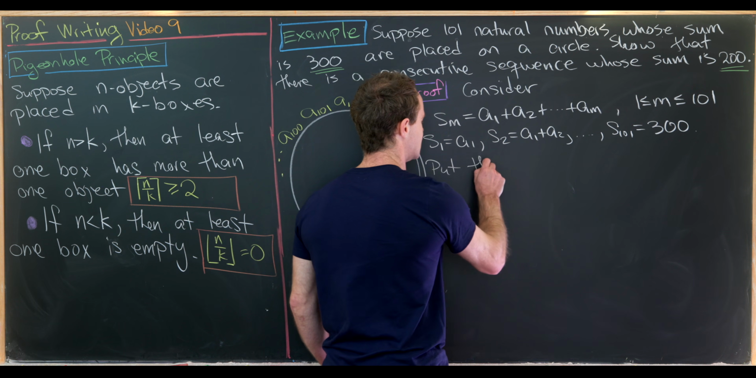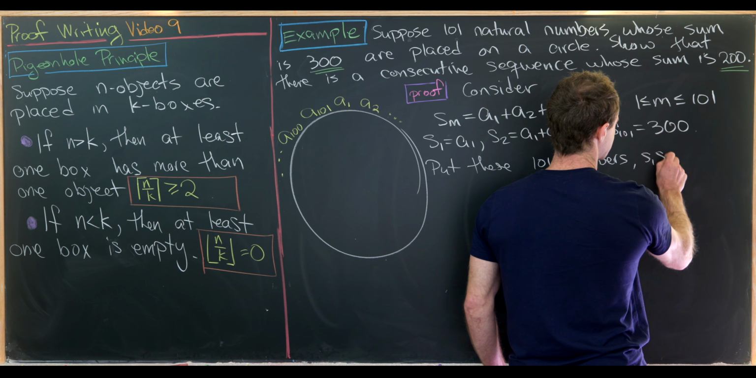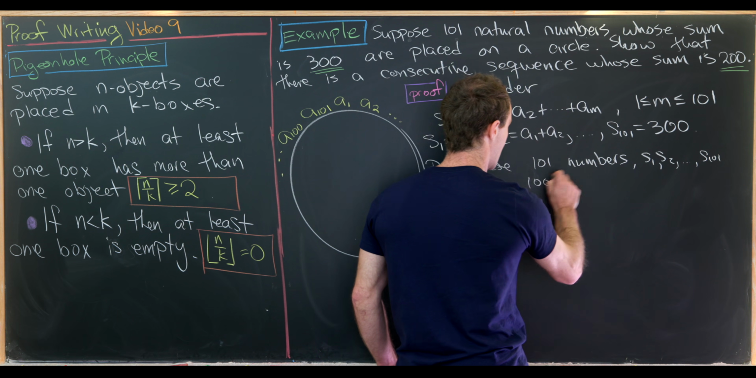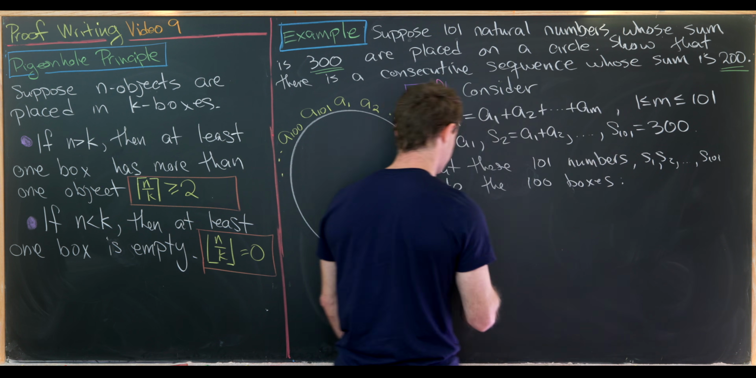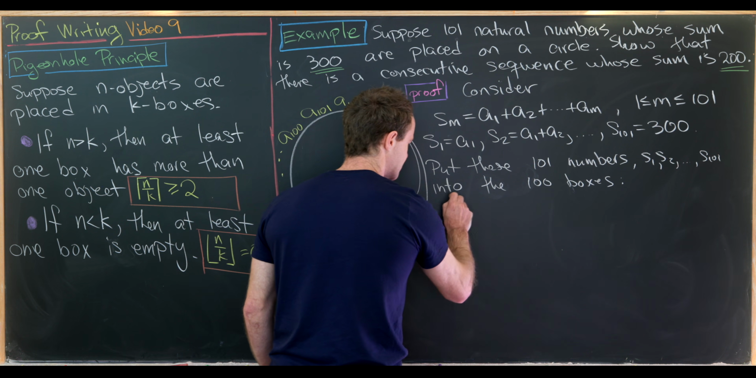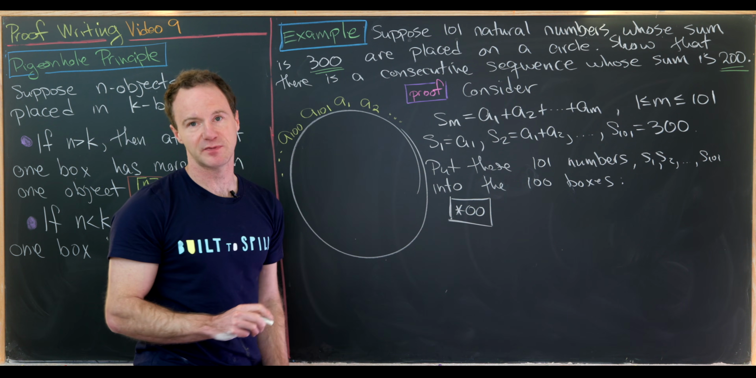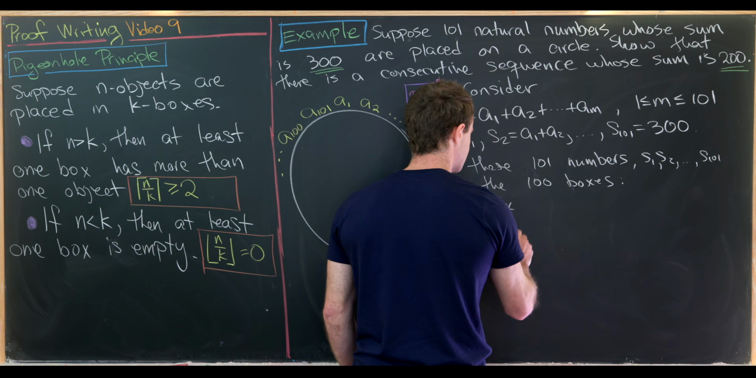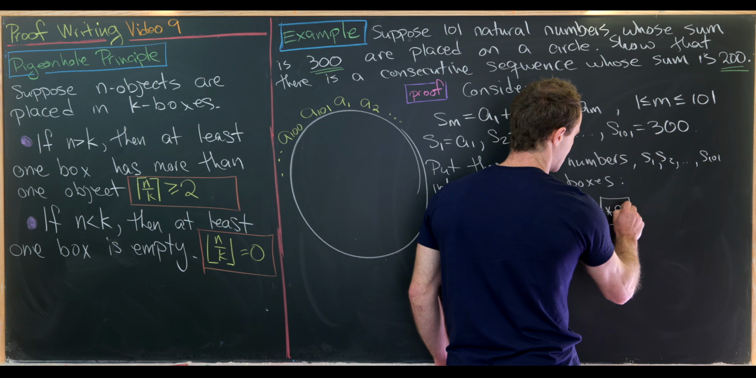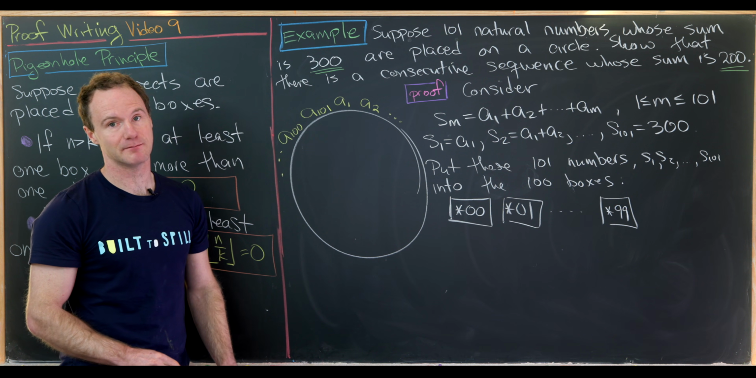Okay, so now let's put these 101 numbers, and let's just write those numbers out, S1, S2, up to S101, into the 100 boxes, which are defined, like I said, by the final 2 digits. So I'll write them like this. My first box I'll write as star 00. We don't care what it starts with, but it ends with 00. The next one will be star 01. The next one will be star 02. We would end with star 99. So 2 of these must be in the same box.